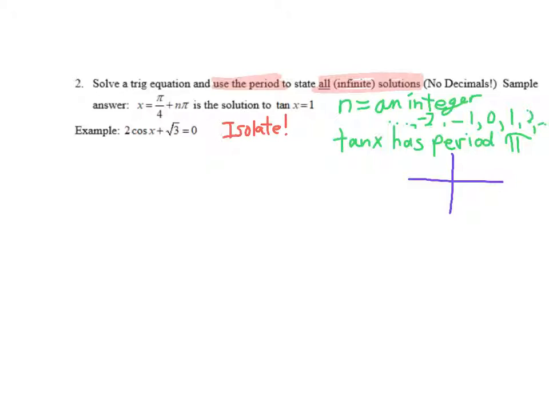Our second problem illustrates when we have to write all or infinite solutions. In other words, not just from 0 to 2 pi, but we go around the circle multiple times in either direction and find all the quadrant 1 and quadrant 3 values in this case, because we have, in this illustration, tan x equals 1. Well, we know the reference angle is pi over 4, and then we also have a quadrant 3 angle at 5 pi over 4, and because tan x has a period of pi, those two angles are pi apart.